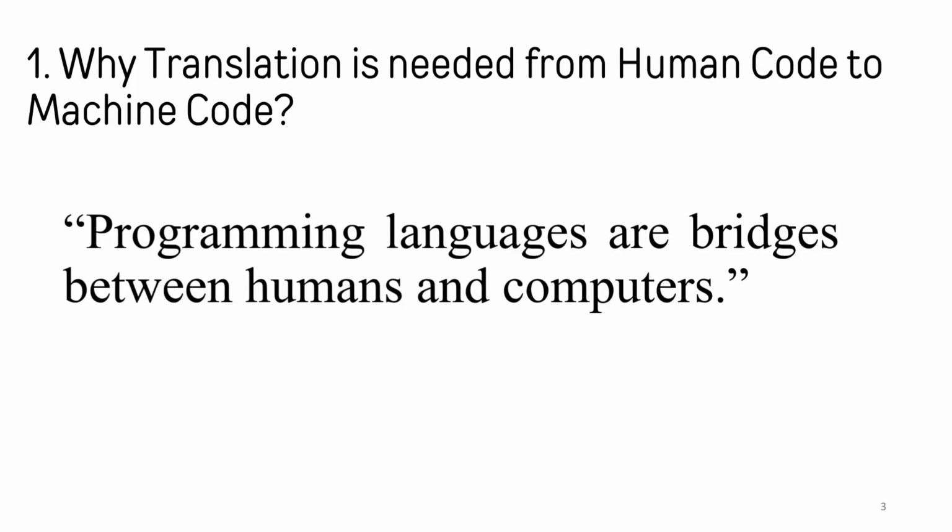Computers don't understand human language. They only understand machine language, combinations of zeros and ones. But we can't write programs in zeros and ones. That's why programming languages like C and Python exist. They let us write in a human-friendly way. However, before a computer can run our code, it must be translated into machine language.